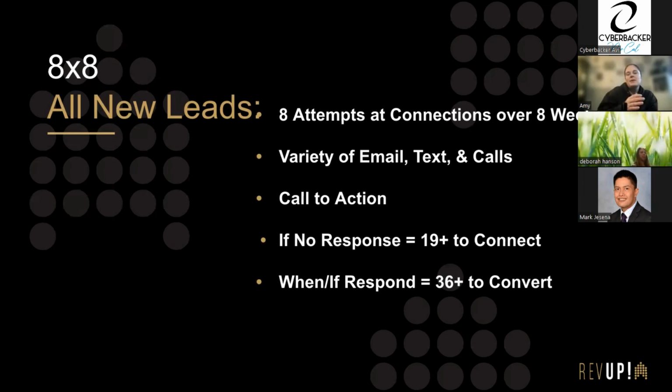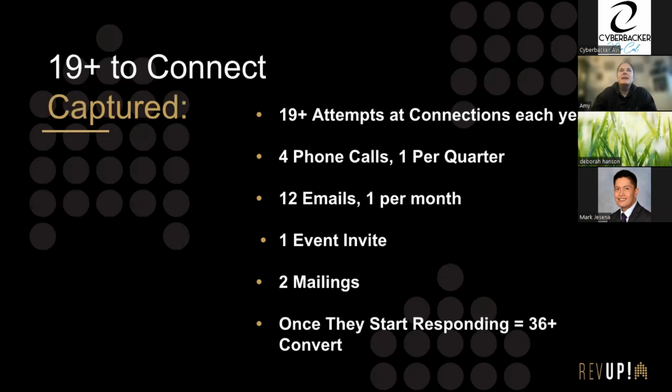We try to speed up the process with those first 5 connections on the first week. And then we roll them over to the 8x8 so that once a week we're connecting with them, because these people ultimately probably raised their hand saying that they were thinking about buying or selling a property, because we lead generated for them off something that was property related for the most part. Okay. If no response, we're going to move that to 19. And if they do respond at any time during this sequence, we move them over to our 36 to convert. Okay. Our 19 to connect.